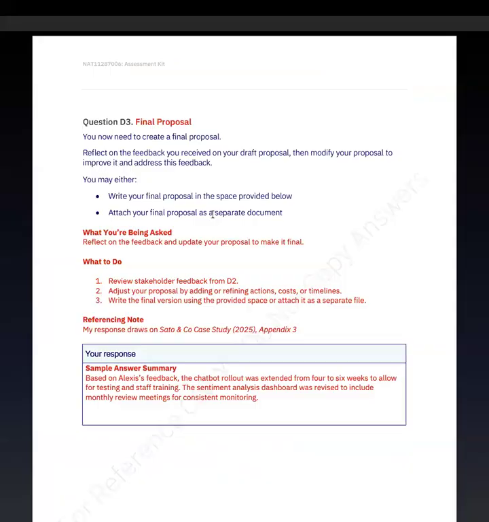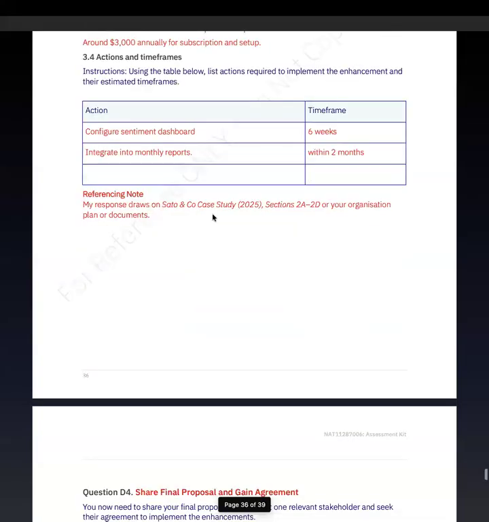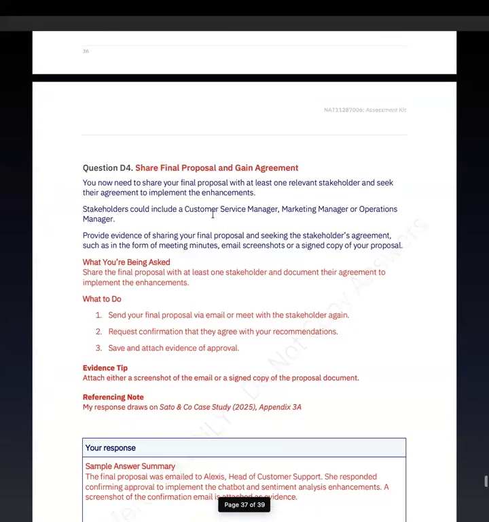So in the D3, once again, you need to finalize your proposal, you add the final proposal and move on to D4. Now in D4, you are being asked to share your final proposal with at least one stakeholder and obtain written or verbal agreement to implement the enhancements. So what you'll be doing in 3 easy steps: you will be sending your final proposal via email to the stakeholder, request formal confirmation or signature approving the plan, and save your evidence. So it could be a signed proposal or a simple email reply.